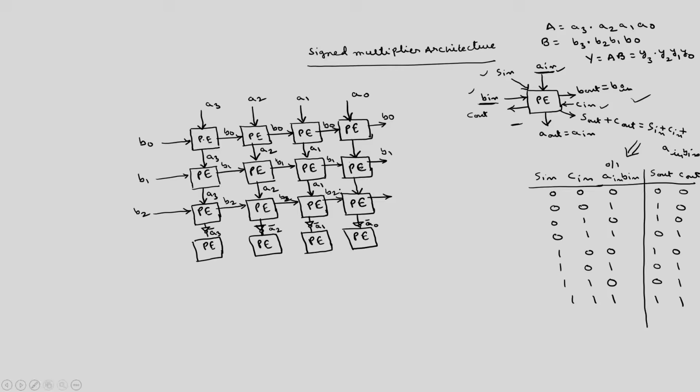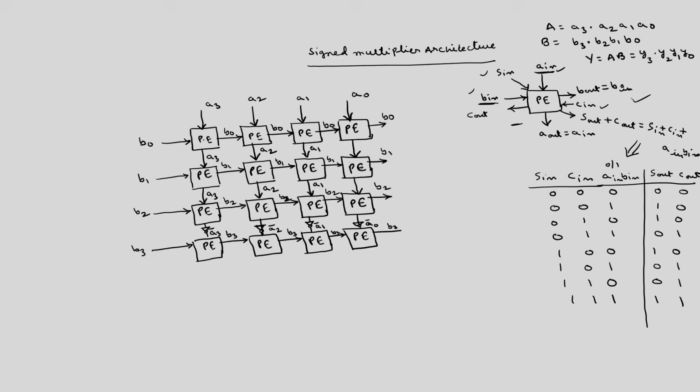So totally we need 16 product terms. That is why we require 16 processing elements. This is B3. This is B3, this is B3, B3, this is also B3. So this is about A's and B's connection.